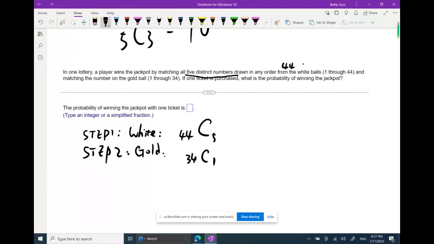Let me read it one more time. In one lottery, a player wins the jackpot by matching all 5 distinct numbers from the 44 white ball numbers on the white ball, and matching one number. The number would be only 1 on the gold ball. So that's how you play the game, right? Once you finish the 2 steps, you finish the game.